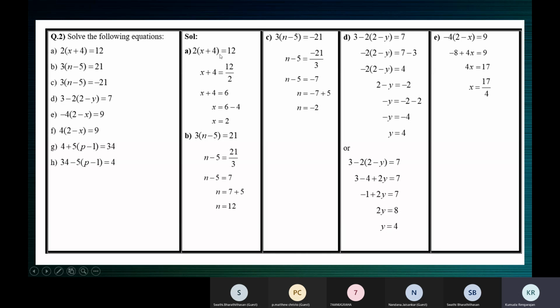So let's divide the LHS by 2 and the RHS by 2. So what happens in the LHS? 2 and 2 will get cancelled. So you'll be left with x plus 4 is equal to 12 by 2. So x plus 4 is equal to 6. Now transpose: x is equal to 6 minus 4, x is equal to 2.